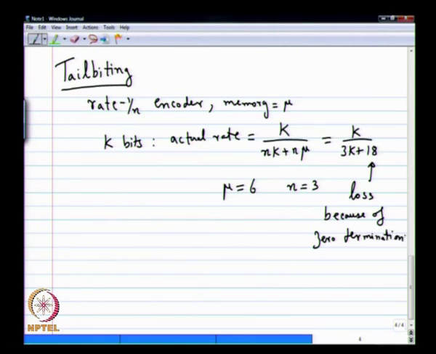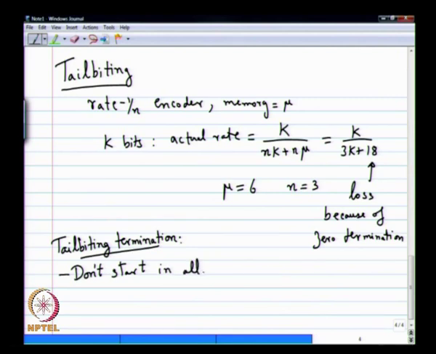One of the smart ideas that has come up in the recent past, maybe 10, 15 years, is this notion of tail biting termination. What do you do in a tail biting termination? The only condition you impose is that you do not necessarily start in the all 0 state. You start at some state such that you do something called tail biting. So, the tail should be the same as the head.